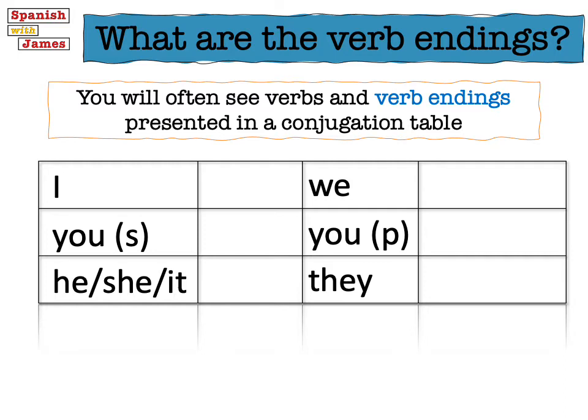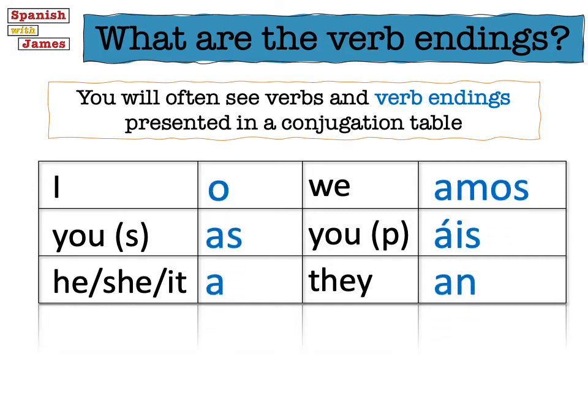So all the single people on the left and all of the plural people on the right. And then our endings for our present tense AR verbs are o, as, a, amos, ais, an. So these are the verb endings we need to learn in order to use the most common type of verb that we have in Spanish to communicate ideas in the present tense.